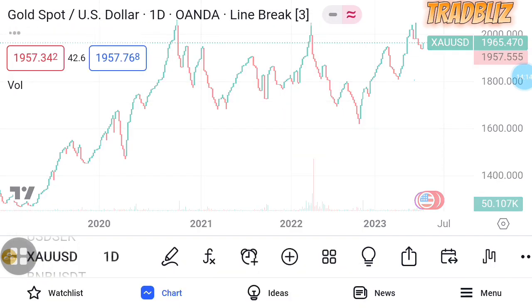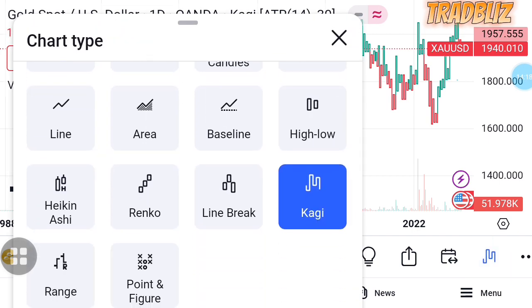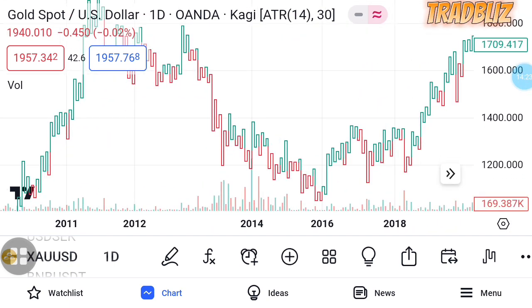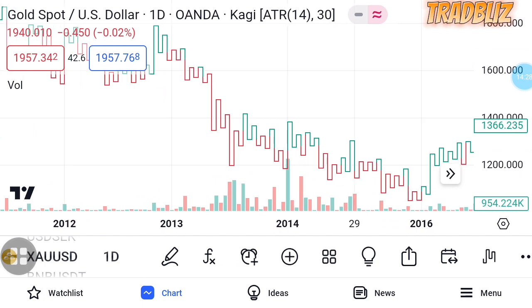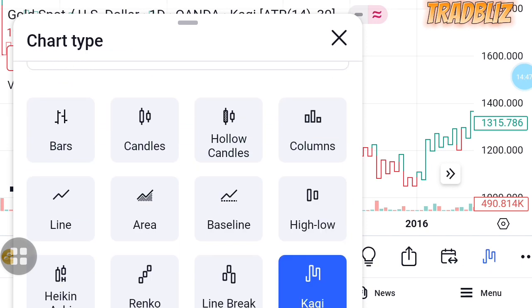So this is lines. I call this one Kagi. This is the Chinese way, actually Asian people use this Kagi. Once the line goes down, it becomes red. Then once it comes up, it becomes green. Then it comes down, it's red, green. So that's how this one is formed.